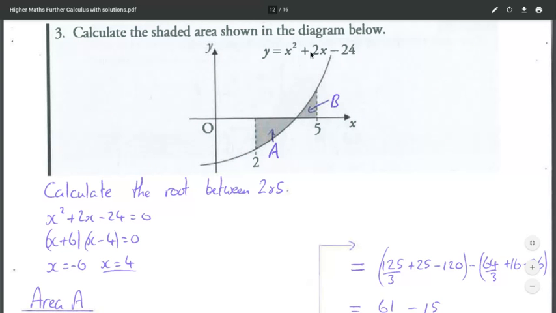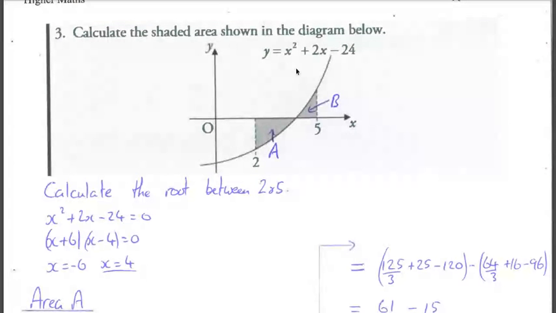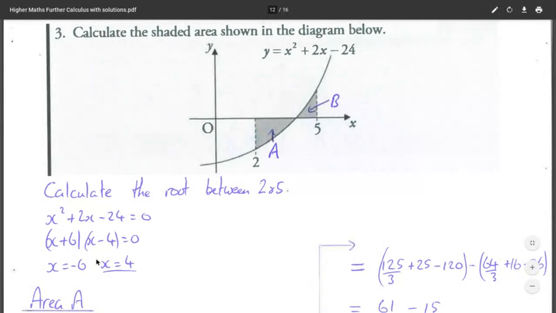How we're going to find out this value? Well, we know the equation of the parabola. If we want to find the roots, we just set this equal to 0, because at this point the y coordinate is 0, so we can say that y equals 0. And when we do that, we get two answers, obviously. We get x equals -6 and x equals 4.